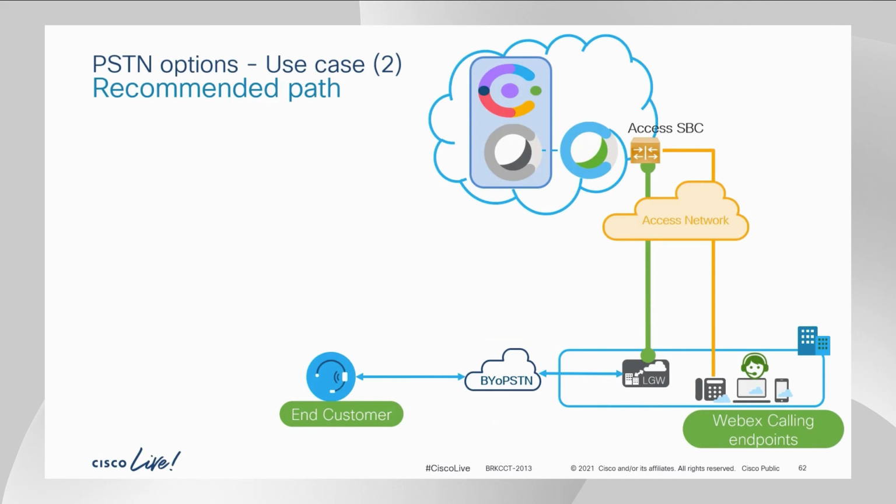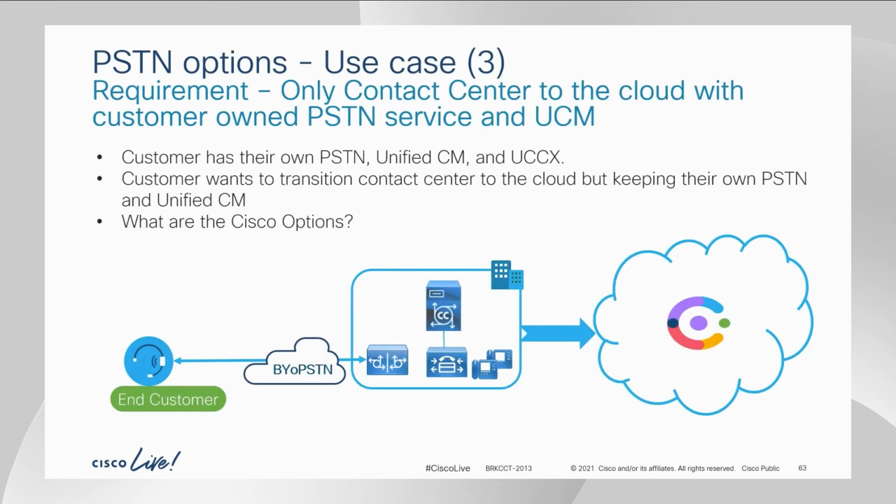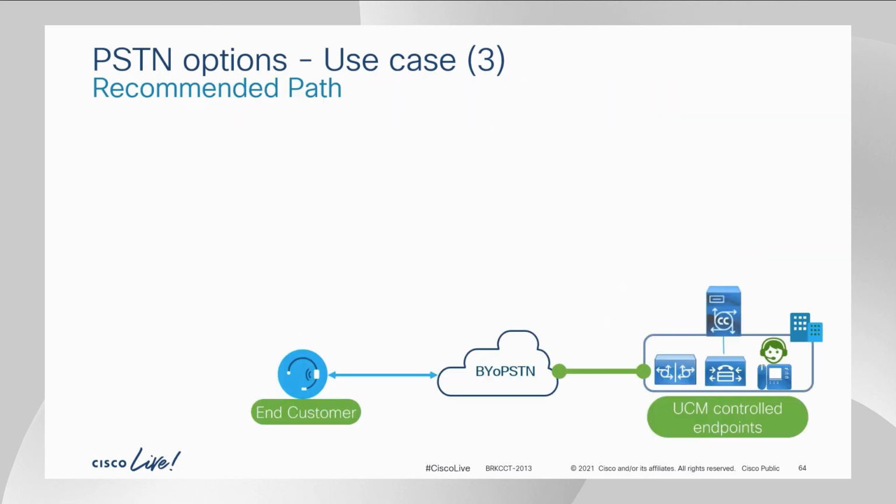We end up with something similar to use case number 1, but instead of CCP, we have the local gateway. Now let's take a look at PSTN use case number 3. In this case, again, the customer has their own PSTN, Unified CM, and UCCX. They only want to transition the contact center to the cloud, meaning move from UCCX to a cloud-based contact center. And they want to retain their own PSTN service, which is the bring your own PSTN, and UCM. So what are some of the Cisco options that we can offer them?